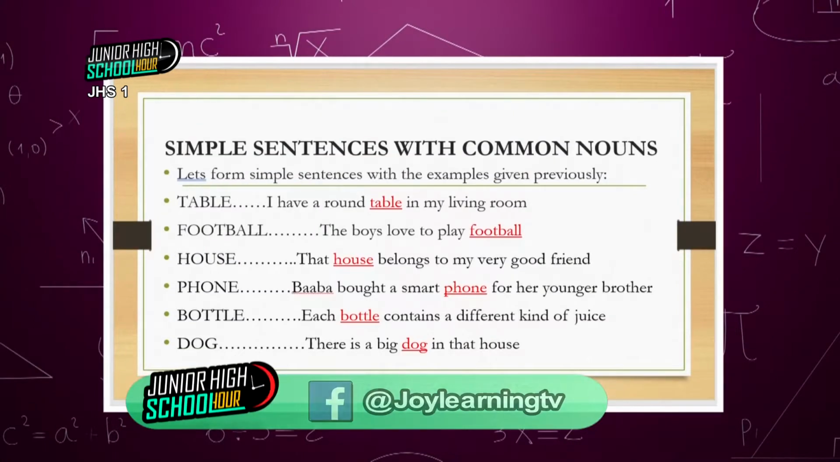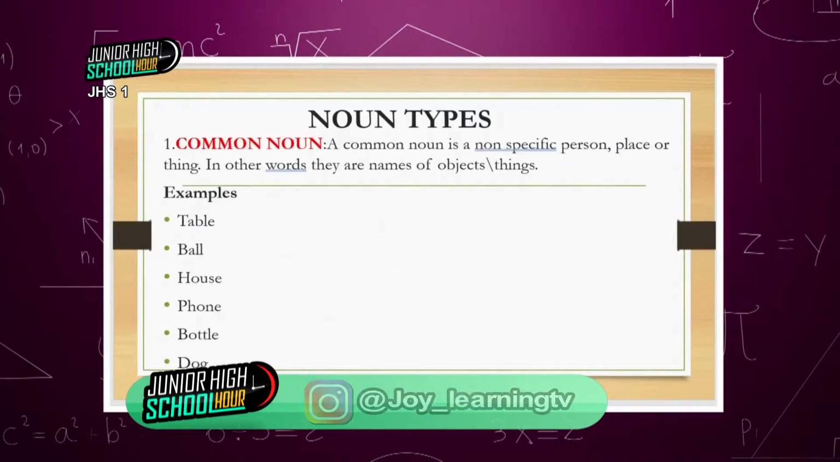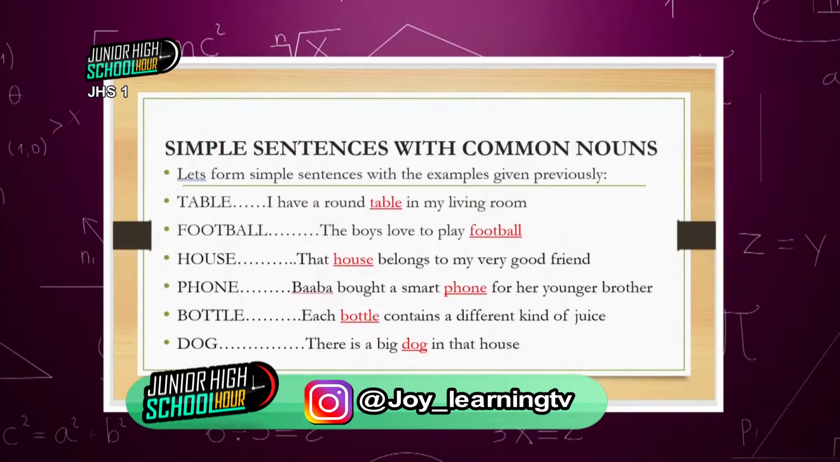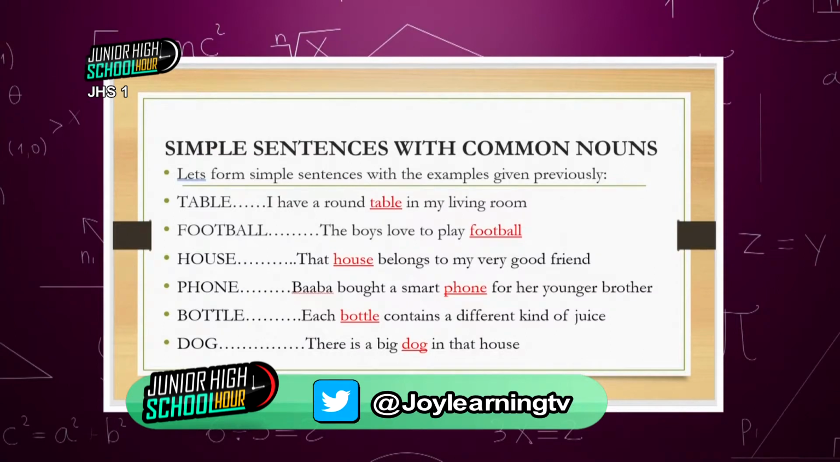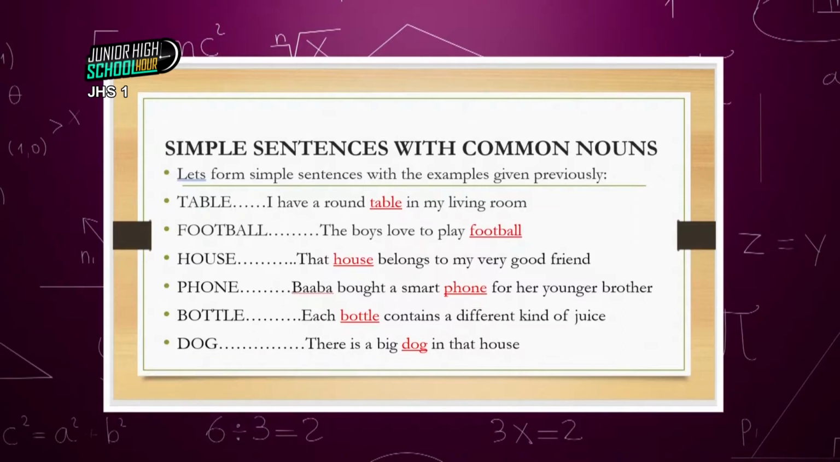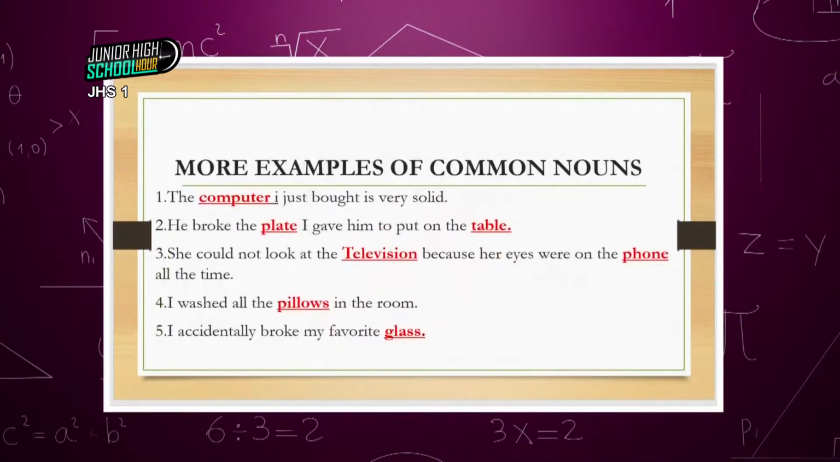Then we gave simple sentences using those very words or objects. I have a round table in my living room. The boys love to play football. That house belongs to my very good friend. I asked you to add more, or you can use my criteria and give me different sentences using the same things. Then we gave more examples using computer, plate, table, television, phone, pillows and glass.